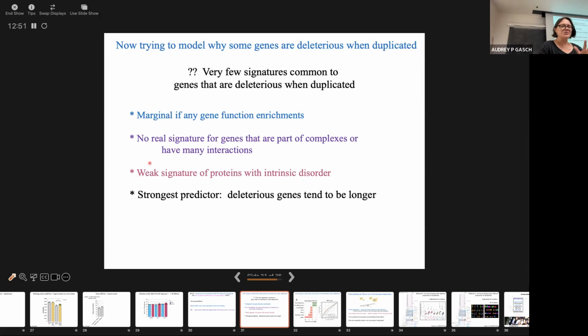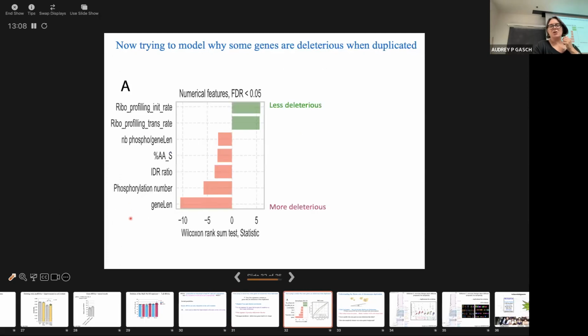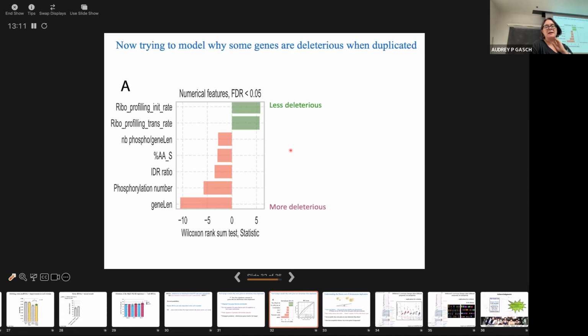Several groups have found that, and Julie sees a weak signature there. But nothing really telling us, this is what will make a protein toxic when it's overexpressed. But the strongest predictor is actually that deleterious genes tend to be longer. And so what Julie can do now is she's looking at a bunch of different features. Down here, you see gene length. This is the group of genes that are deleterious, and they are statistically significantly longer than the ones that aren't. That doesn't mean every single gene is longer, but as a group, they tend to be longer. There's a very strong statistical signal.